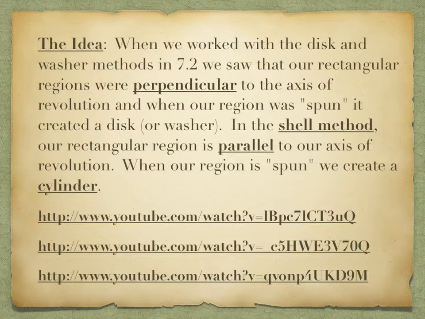And then when we spun our shape around some axis or some line, we ended up creating a disk or a washer. Well, with the shell method, our rectangular region is actually going to be parallel to our axis of revolution, or axis of rotation. And when our region is spun, we're going to create a cylinder. And you'll see a great picture of that here in just a second.